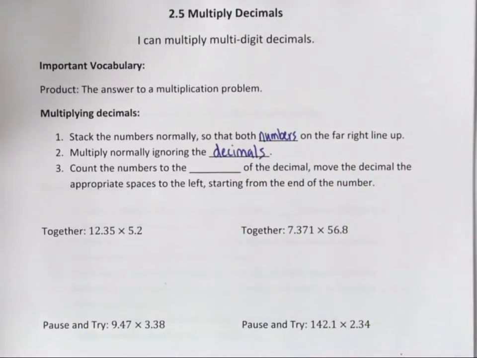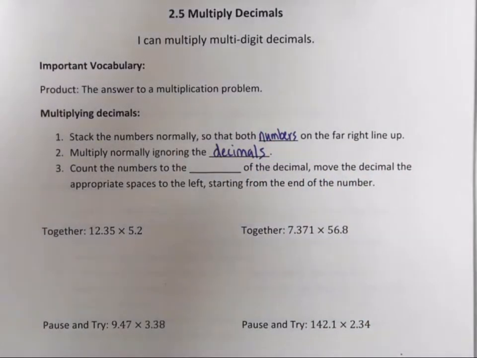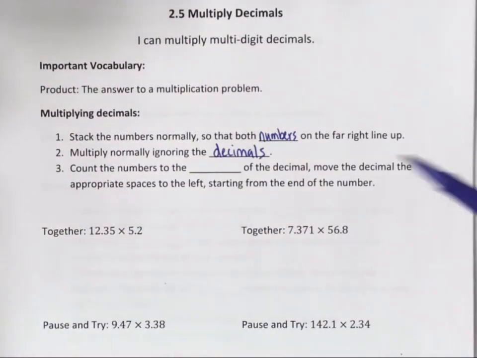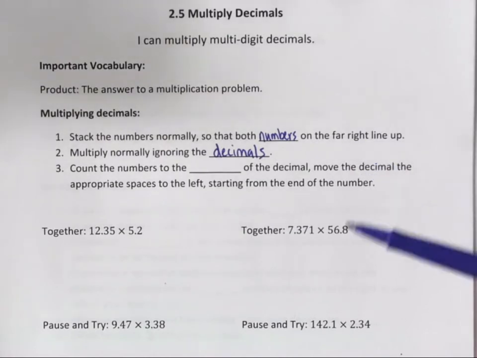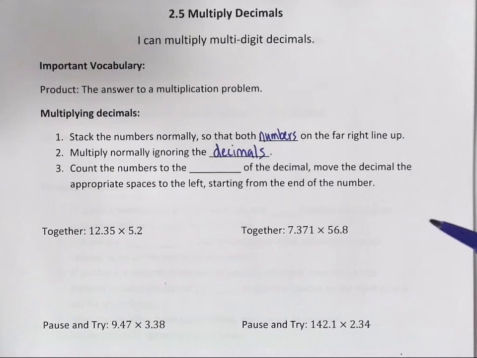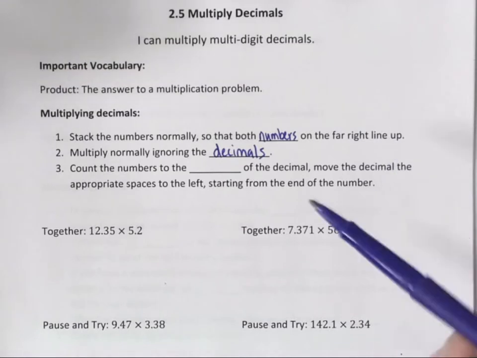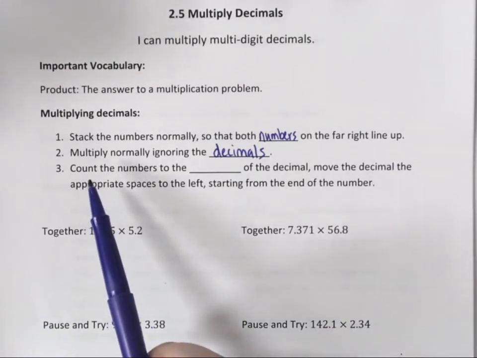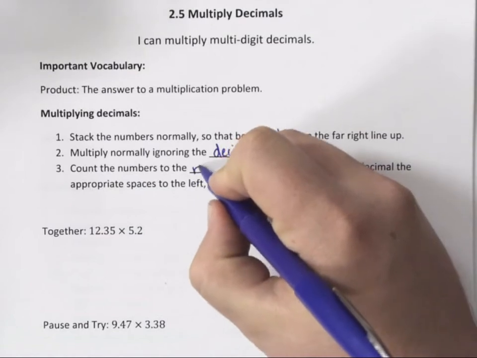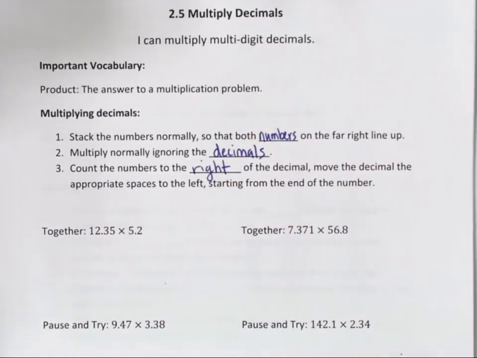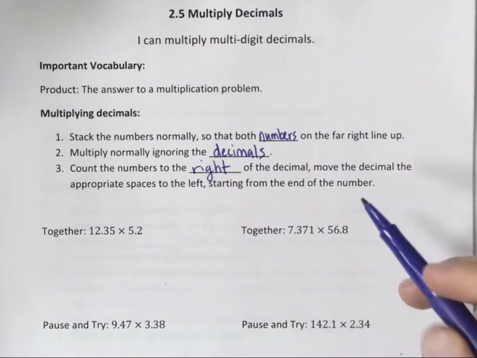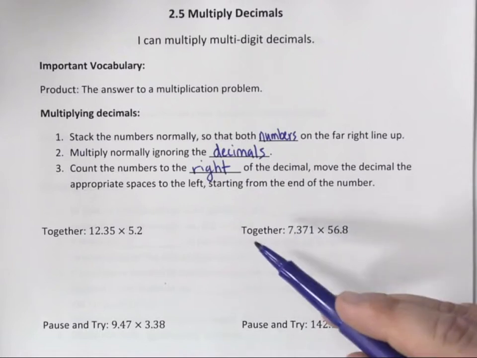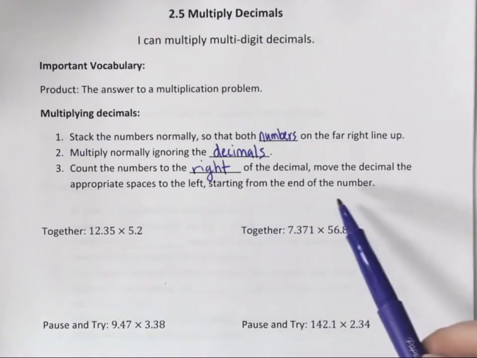One of the biggest keys when we're multiplying decimals is that when we're introduced to multiplying decimals, we're so distracted by the decimal being there that we don't realize that we just need to take a deep breath, stack them on top of each other, and just multiply like normal. Really, the decimal doesn't change anything until the very end of the problem. Okay, our very last step is count the numbers to the right of the decimal and then move the decimal the appropriate spaces to the left. Okay, so we start on the right and we move the decimals to the left, starting from the end of the number.